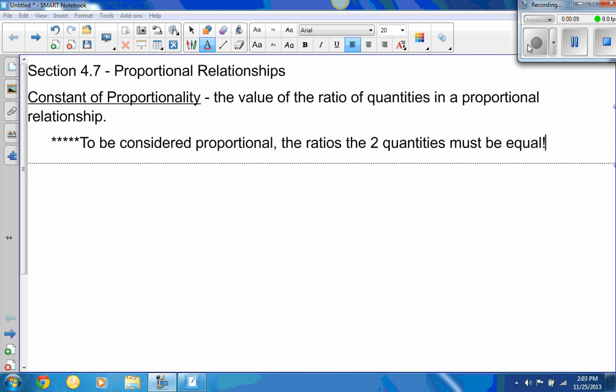So we're just going to continue on with our dealing with the proportional thinking. Remember that proportional really just means equal. And so we're going to talk about the constant of proportionality, which is the value of the ratio of quantities in a proportional relationship. What does that really mean? It just means your ratios. Like when we looked at the two different figures that were supposed to be similar, and we had to have a proportional ratio between the two figures, it's the same thing. Okay, so to be considered proportional, remember that the ratios of the two quantities has to be equal to each other.